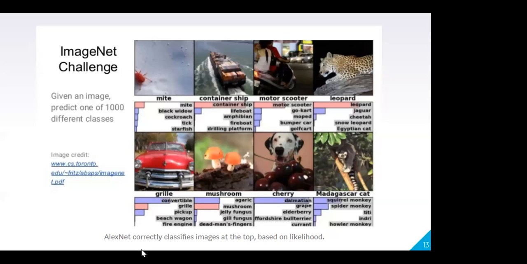In 2012, for the first time, a deep neural network architecture called AlexNet managed to solve the ImageNet challenge, a large visual data set with 14 million hand-annotated images, without relying on handcrafted or extracted features that were the norm in computer vision up to this point. AlexNet beat its competition by miles. It recognized that this image on the left is a mite, this one is a container ship, this one is a leopard, these are cherries. And this paved the way for neural networks to be once again relevant.